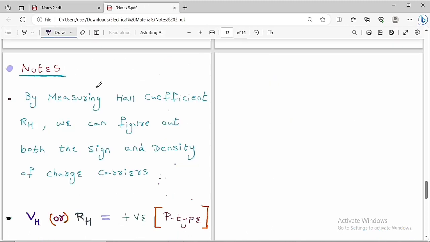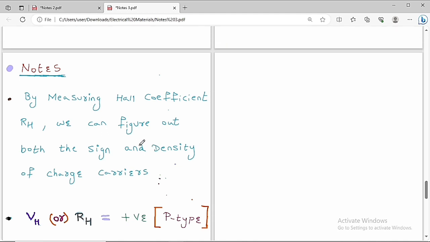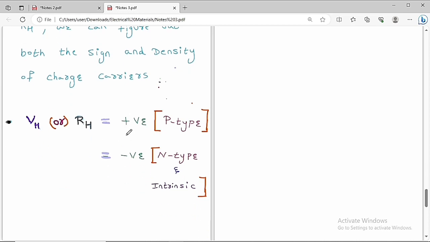So by measuring the Hall coefficient RH, we can figure out both the sign as well as the density of the charge carriers. For electrons it is negative, for holes it is positive. So how many charge particles are present per unit volume can also be measured. I have already told you. And with this point, I have also already told you, this Hall voltage or the Hall coefficient is positive for the P type of semiconductor, and is negative for both the N type of semiconductor as well as the intrinsic semiconductor. This I have also already explained.